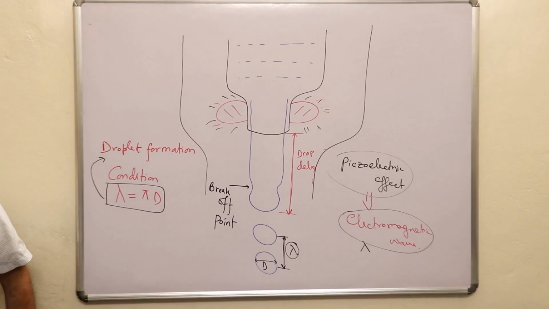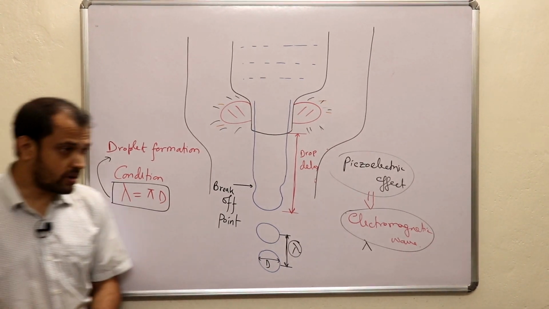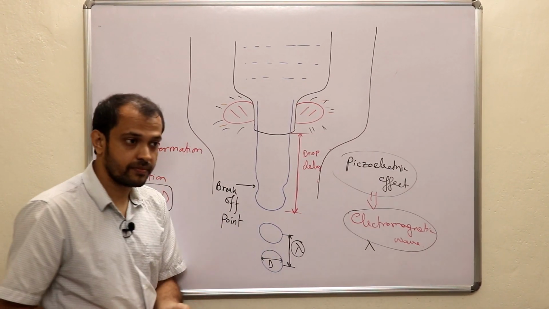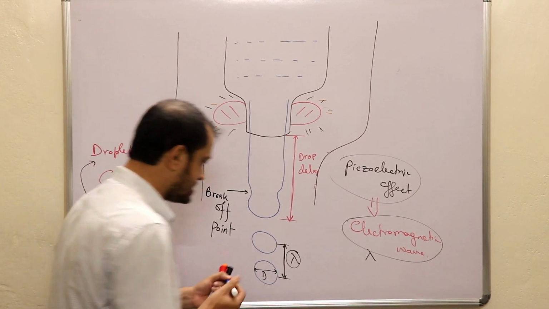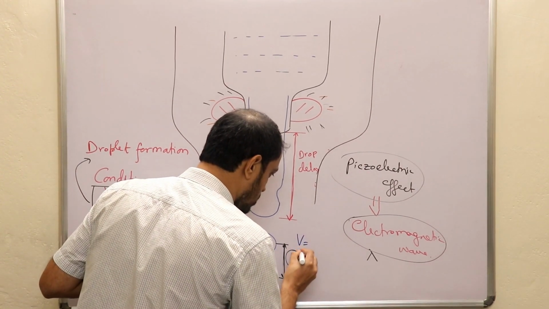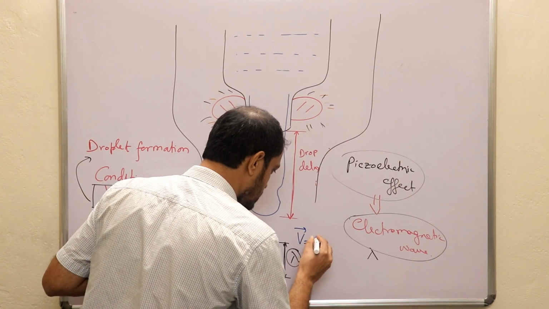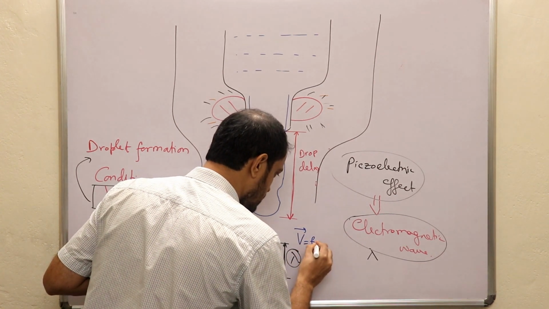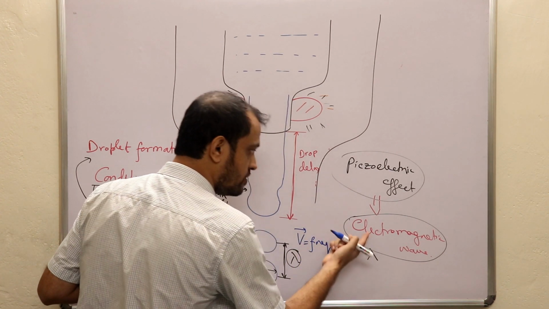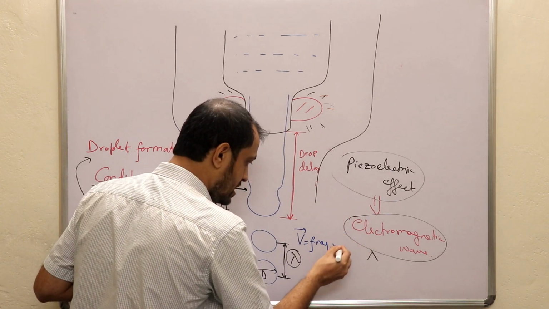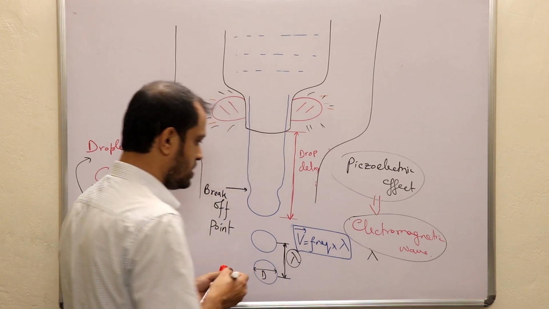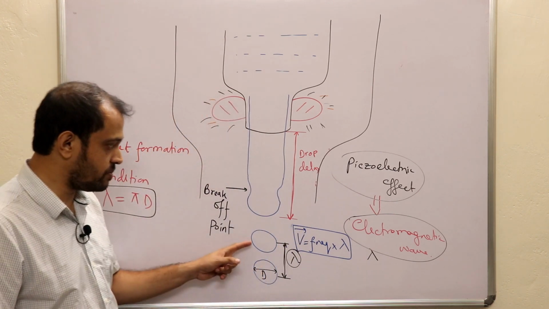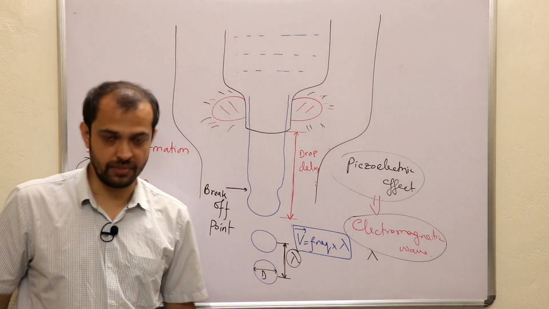Now, there are many points you need to understand again. What is the exact velocity of each drop? The velocity of each drop is equal to the frequency of this electromagnetic wave into lambda of this electromagnetic wave. The velocity of each droplet is equal to frequency into lambda.